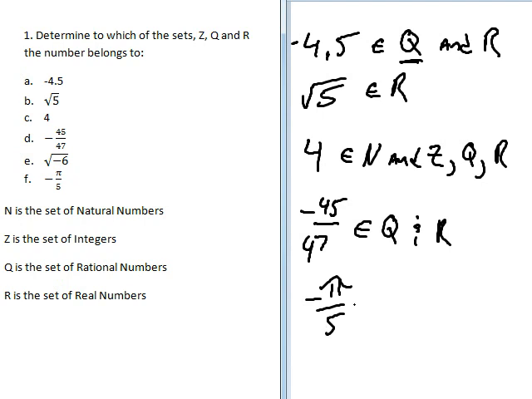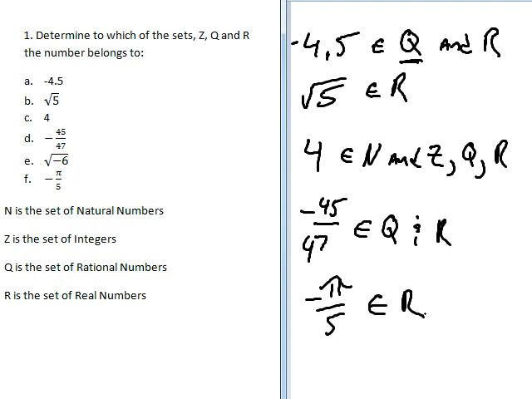And finally, minus pi over 5. What will that be? Well, pi happens to only fit in the real numbers. It's 3.141 and the number goes on forever, so it can't be represented as a rational number. Because pi itself is an irrational number, when I divide pi by 5, or multiply by -1, I still have a number that's not rational. But is it a real number? Yes, it is. So that does belong to the set of real numbers.